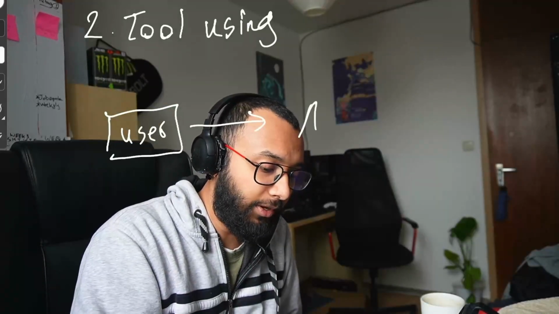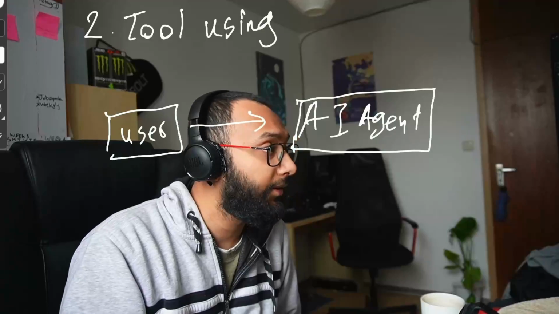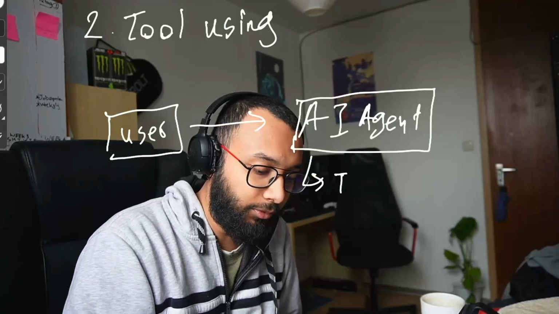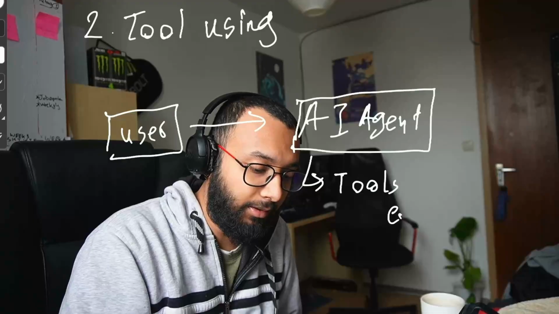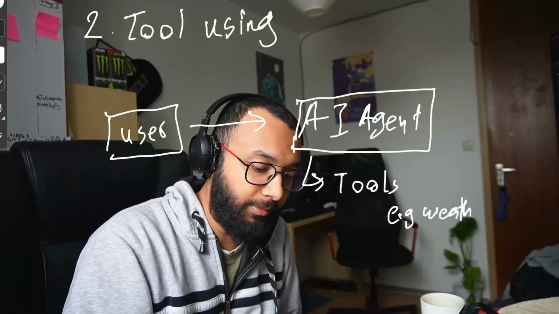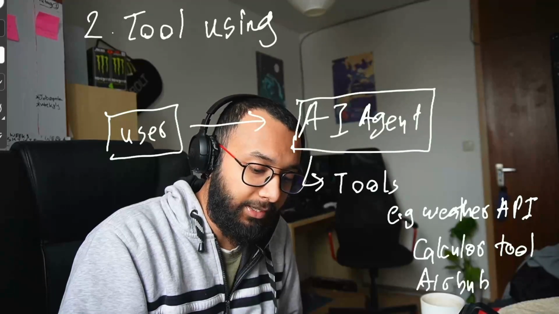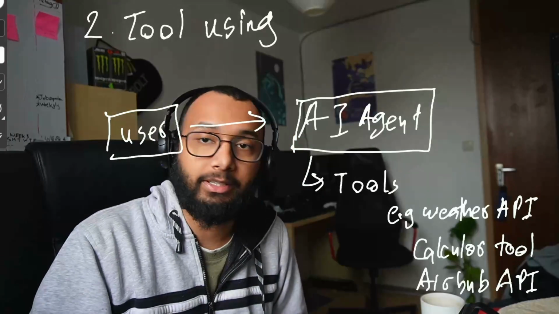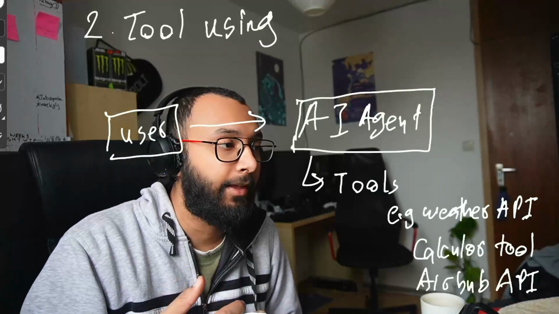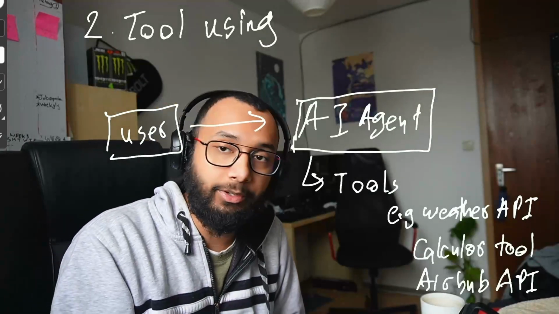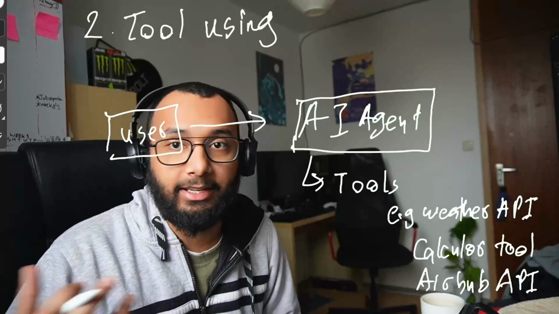Next we have the tool using pattern. Again, we have the user and it goes to an AI agent. Now the AI agent can use tools. The tools, for example, can be checking the weather using a weather API. It can be a calculator tool. It can be an Airbnb API, these kinds of things. So this is an AI agent pattern called tool using. It actually uses the tools which are at its disposal.